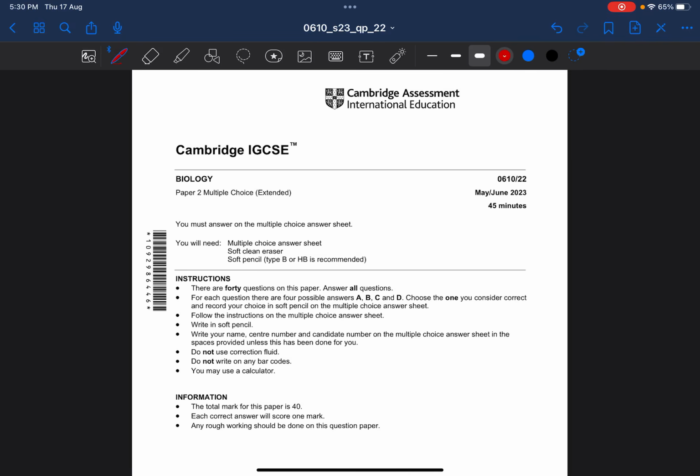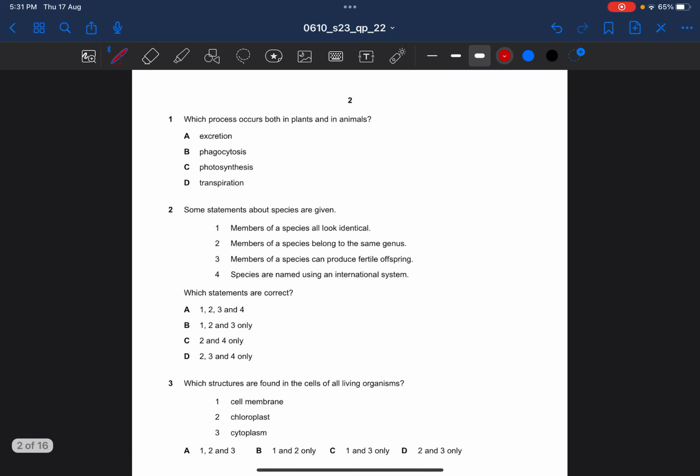So today we are going to do the paper 2 multiple choice extended paper 0610/22 May-June 2023. So this multiple choice question paper is my paper that I've done for my IGCSE exams in June 2023, and today we are going to discuss the answers. So the paper will be down in the description below, so make sure you check it out. So let's go on to the first question.